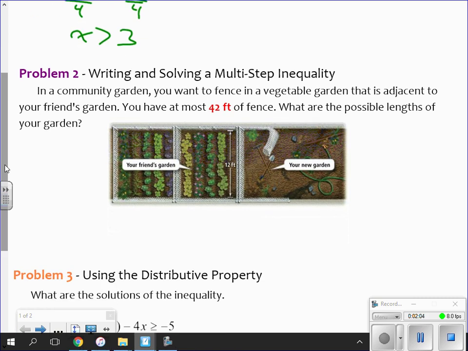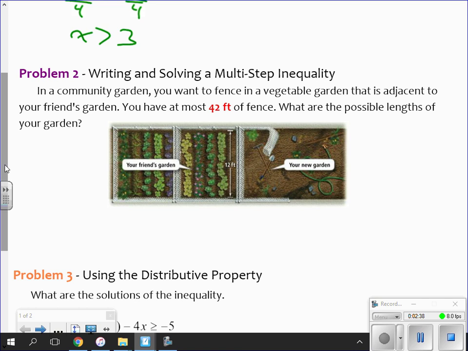Word problem. Writing and solving a multi-step inequality. In a community garden, you want to fence a vegetable garden that is adjacent to your friend's garden. You have at most 42 feet of fence. What are the possible lengths of your garden? So, 42 feet of fence. And if you look at the picture, you are going to have to run a fence parallel to your friend's.